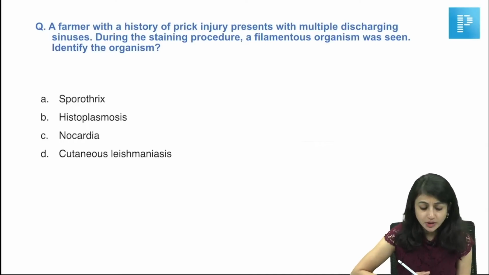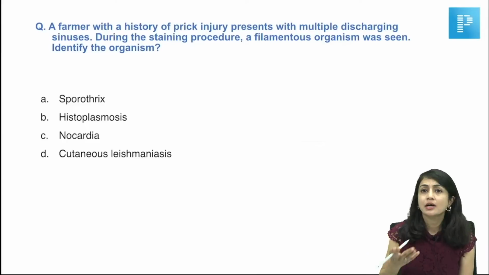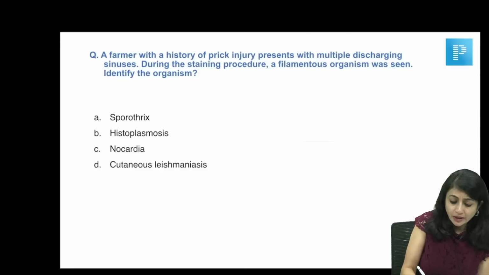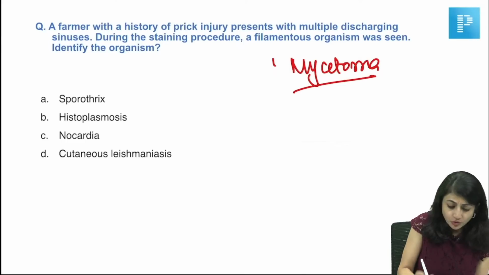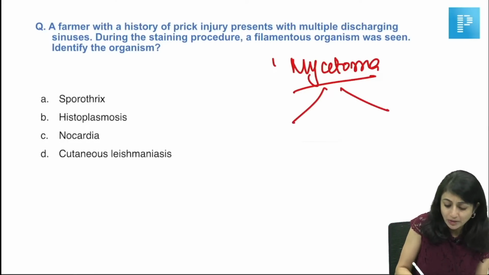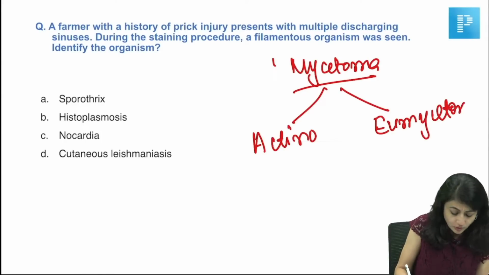A farmer with a history of prick injury presents with multiple discharging sinuses. A farmer, prick injury, multiple discharging sinuses. Very clear, we are dealing with mycetoma. Now, what do I see here? During the staining procedure, a filamentous organism was seen. So, we know mycetoma is caused by actinomycetoma and eumycetoma. Let us look at the options here.